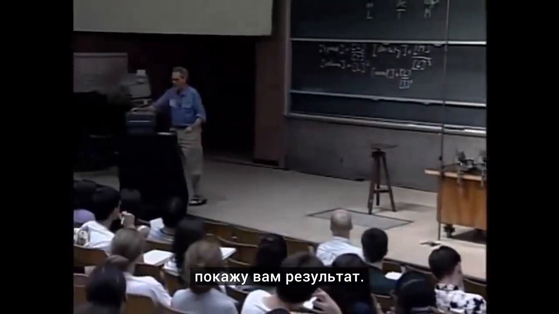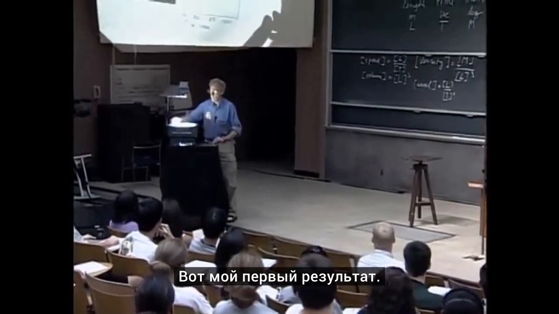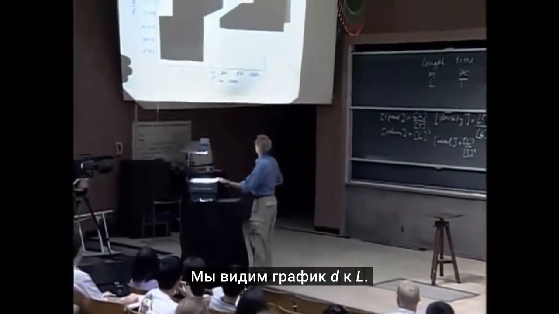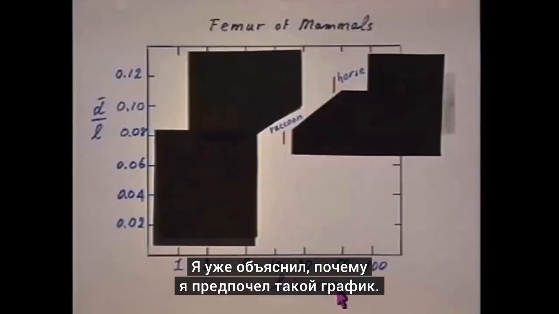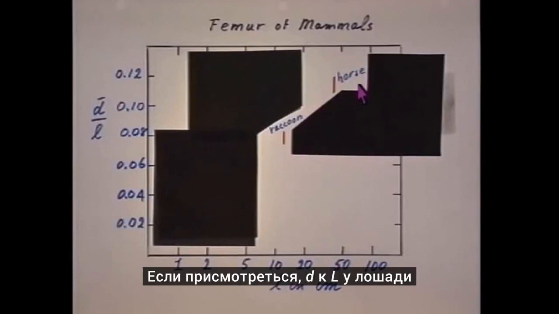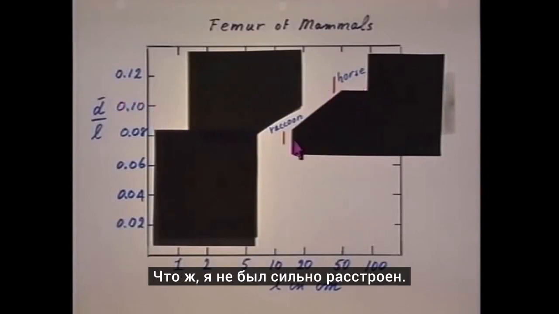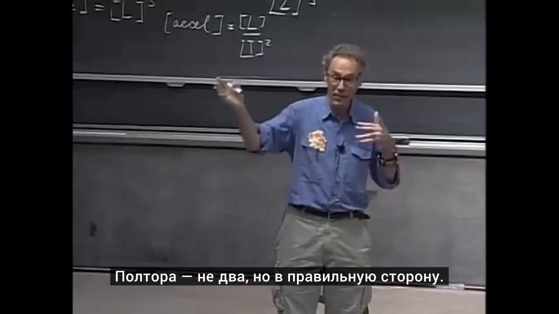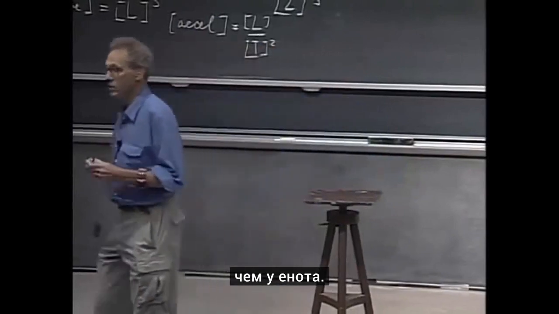Here is my first result. So we see there d over L. I explained to you why I prefer to plot it that way. And here you see the length. You see here the raccoon, and you see the horse. And if you look carefully, then the d over L for the horse is only about 1.5 times larger than the raccoon. Well, I wasn't too disappointed. 1.5 is not 2, but it is in the right direction. The horse clearly has a larger value for d over L than the raccoon.